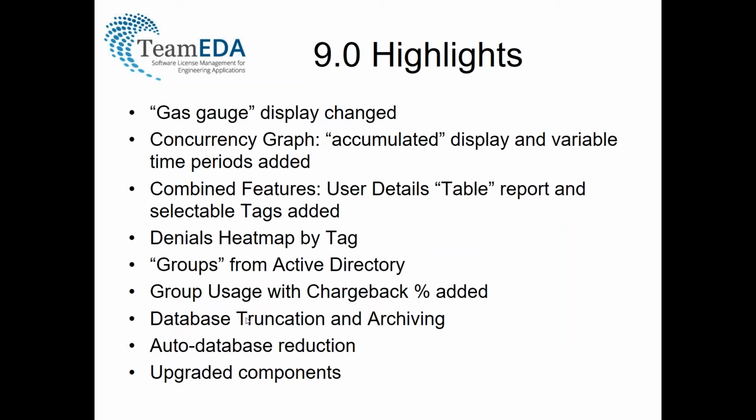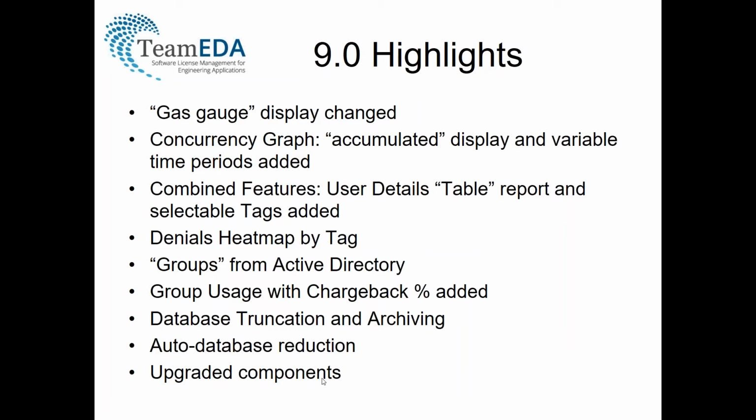We've added database truncation and archiving and auto database reduction. These 2 things have been added to help you manage the size of your database. At some point, when you get above 5 gigabytes, the database size could affect performance. A lot of it depends on your VM configuration, how much CPU, memory, and so forth. But when you get to larger database sizes, it could affect performance. So there's a couple of functions that have been added to help control or manage the size of the database.